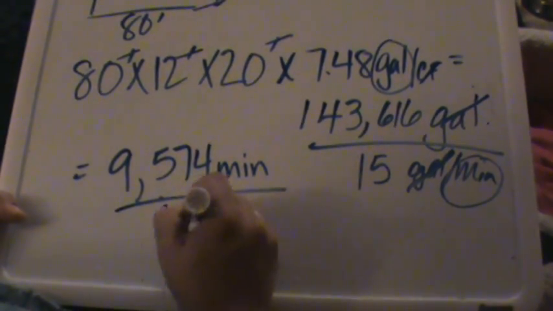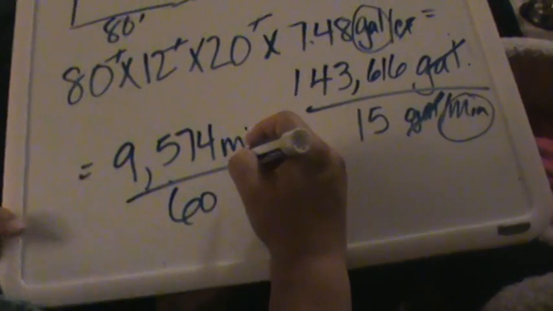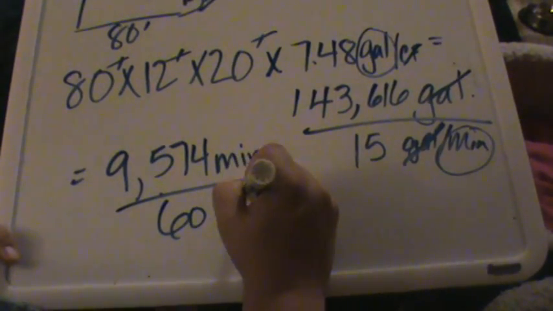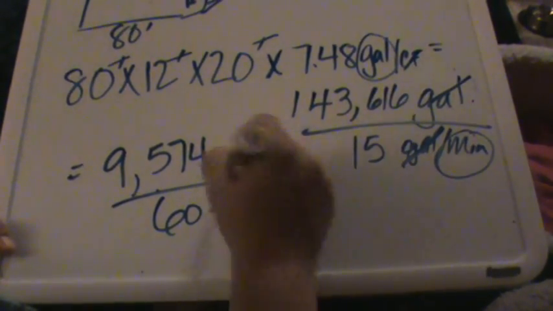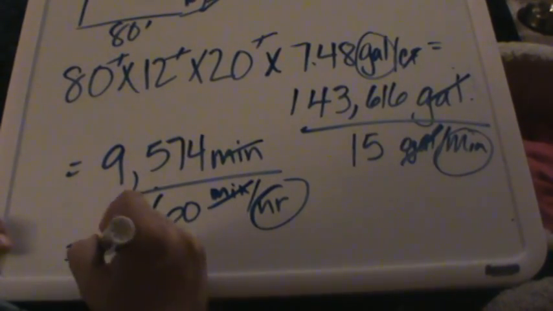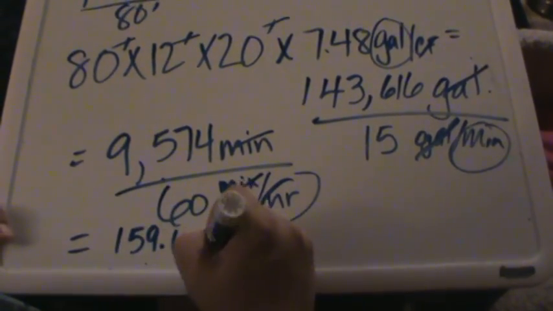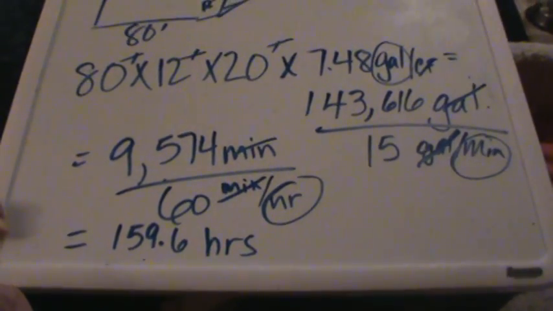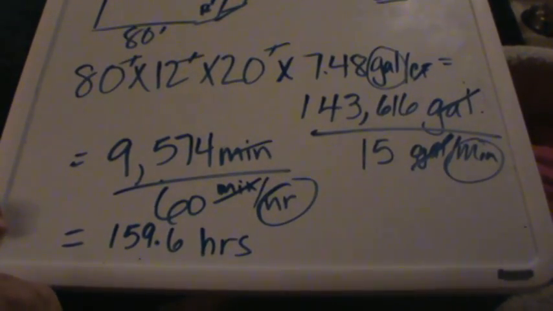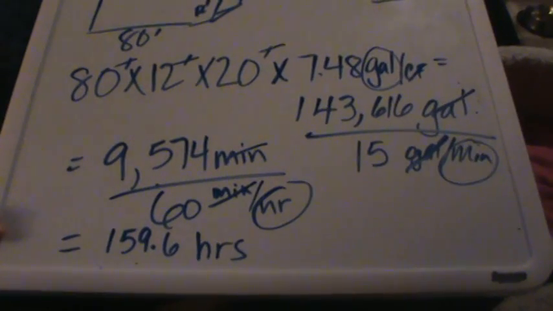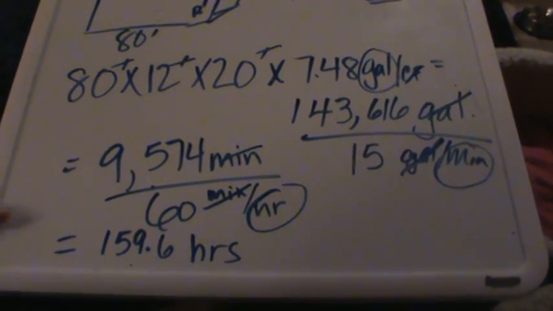Okay, it also asks how many hours that is, so if I divide this by 60 minutes per hour, my minutes cancel, leaving me with hours, and that number is 159.6 hours. I know, it's kind of small print there. Anyway, so that would be the final answer for question 3. Okay, let's go on to question number 4.